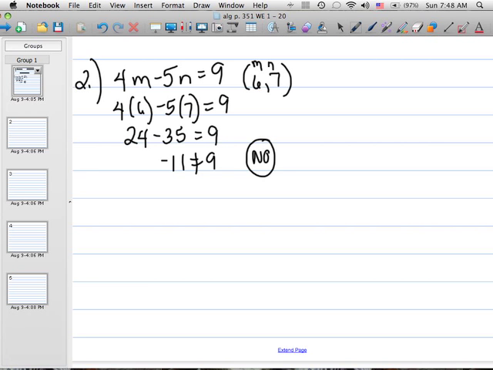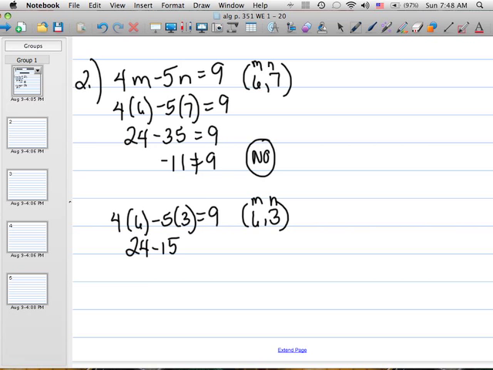And the second ordered pair, we're going to be putting in (6, 3). 6 will be m and 3 will be n, so this time we're going to get 4 times 6 minus 5 times 3, and we're going to see if it makes 9. 4 times 6 is 24, minus 15 equals 9. That one does work. So that's yes. So our answer is first no, then yes.